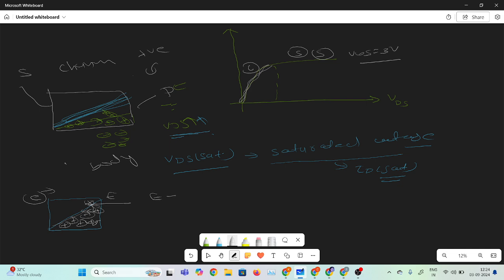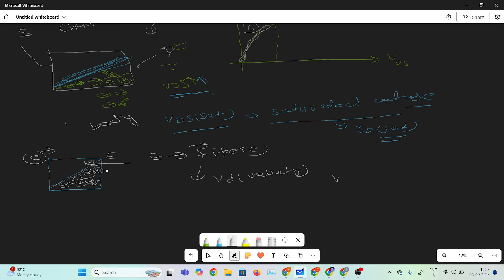Due to this electric field, a high force will act on the electron. Due to this force, the velocity of the electron saturates; you can call it velocity saturation. You know one expression, vd is equal to mu into E. If the electric field keeps increasing and the velocity is saturated, after that the current will also saturate.